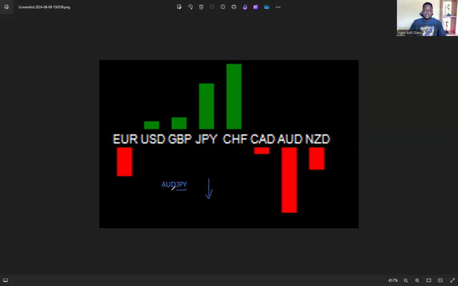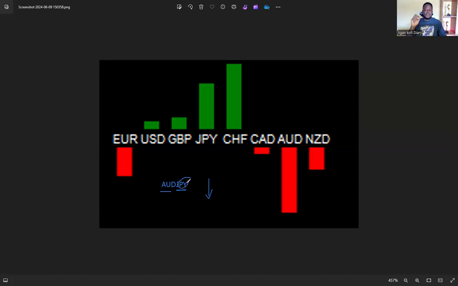And then the base currency is the first currency on the right. Sorry, on the left. So in this case, AUD is the first currency on the left. JPY is the next currency on the right. So the quote currency is the second currency, which is JPY.